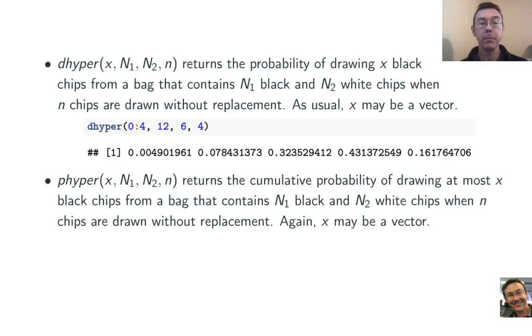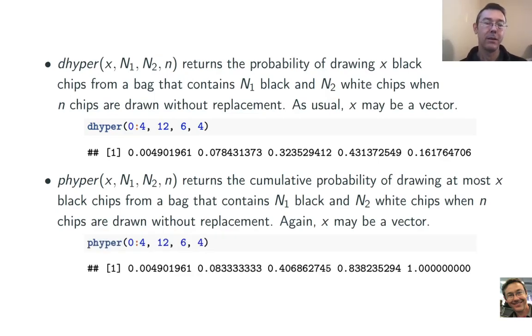Next, phyper. This is a cumulative probability distribution function. It gives you the probability of drawing at most x black chips from that same bag. Once again, x can be a vector here. For instance, phyper(0:4, 12, 6, 4) gives you the probability of getting at most 0, 1, 2, 3, and 4 black chips from that same bag as before.